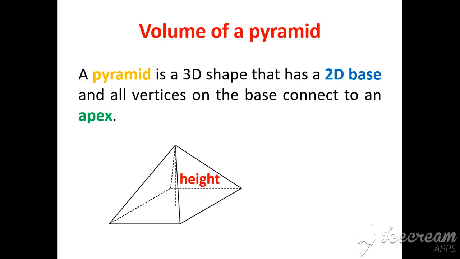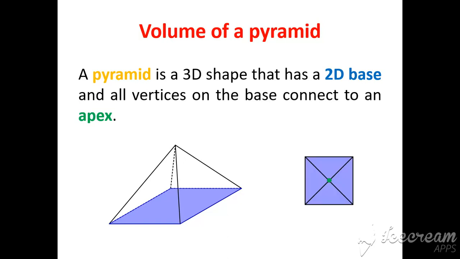The height is basically the distance from the base up to the apex, straight up vertically, perpendicular to the base, 90 degrees. So let's come back to the base. I know it doesn't look like it's a square here because of the way I've drawn it, it looks like a rhombus actually. But if I look straight down on top of a square base pyramid, the base is actually a square, which is why we call it a square base pyramid.